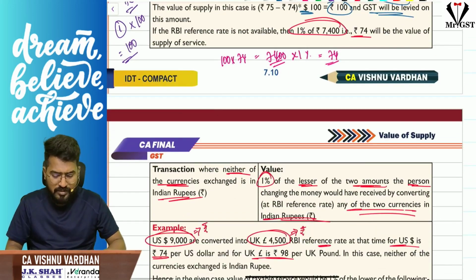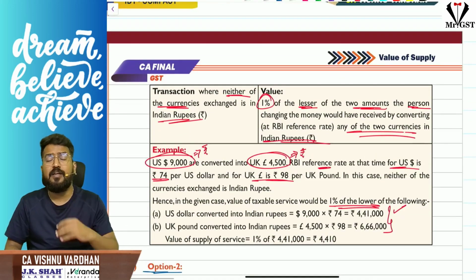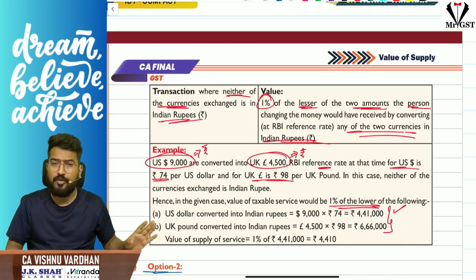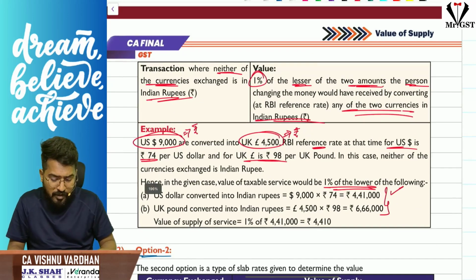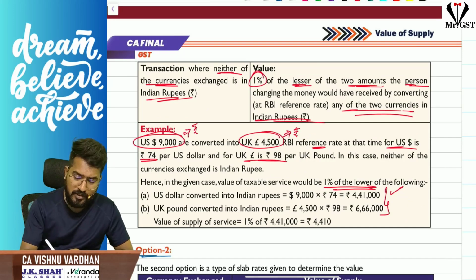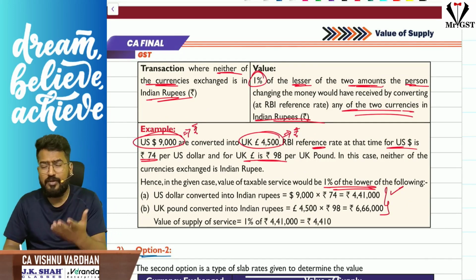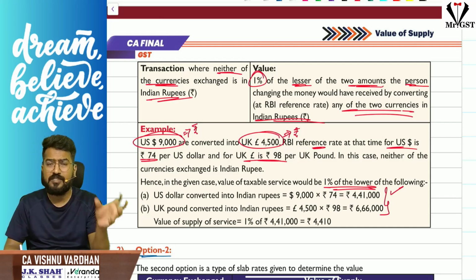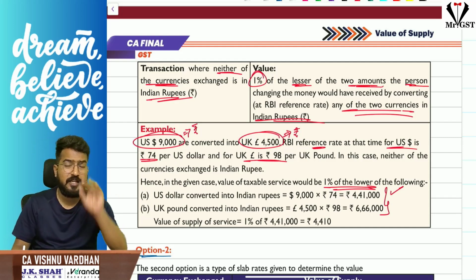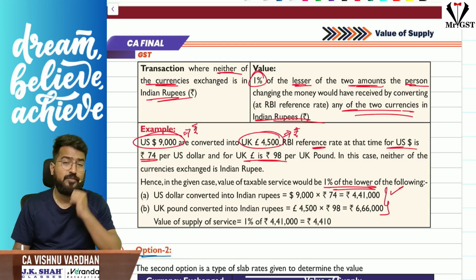Sir, suppose I am buying and selling foreign currency where Indian rupees are not involved. For example, I am giving UK pounds and getting dollars, or dollars are given and pounds are taken. Indian rupee is not involved. Then what should be the value of supply?